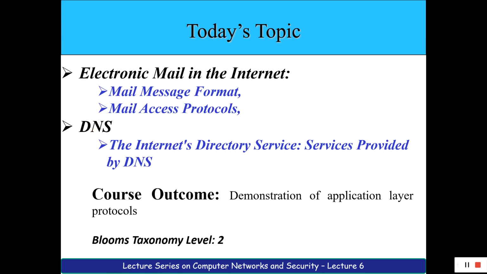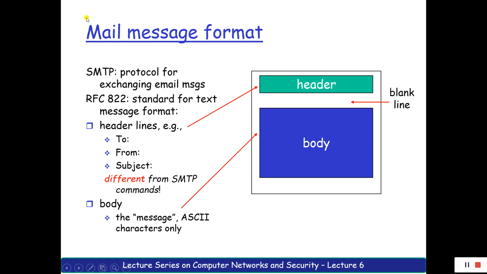So let us start with electronic mail in the internet. What should be its format? This is what the mail message format must be. Any mail message usually has a header as well as a body. It is the most common thing. You have often mailed one or the other person, and when you mail, it will always have a header and a body. The body is the content where you write everything. In between header and body, you always have a blank line so that you can differentiate between header and body.